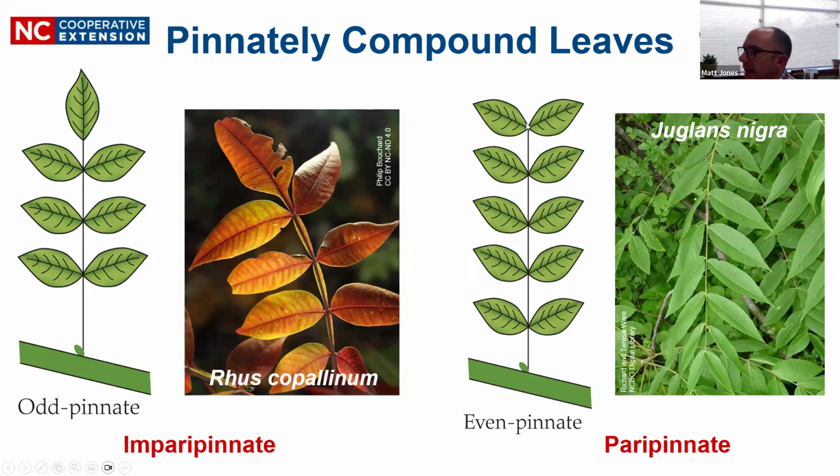If it lacks a terminal leaflet, it's said to be evenly pinnate because there's an even number of leaflets: 2, 4, 6, 8, 10 leaflets here. And there's also fancy botanical terms for this. Parapinnate just means evenly pinnate. Imparapinnate means not evenly pinnate, or oddly pinnate.